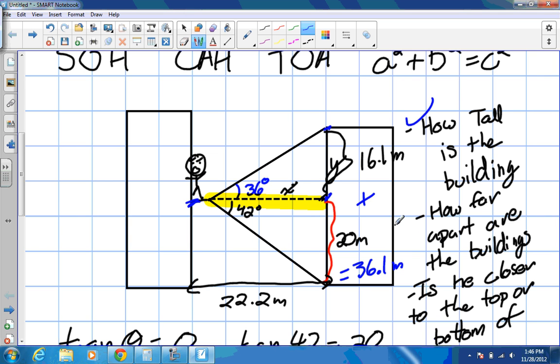How far apart are they? We had to solve that in the process of figuring out the height of the building. So we don't actually have to put in any work for that one. We already have an answer of 22.2 meters apart.